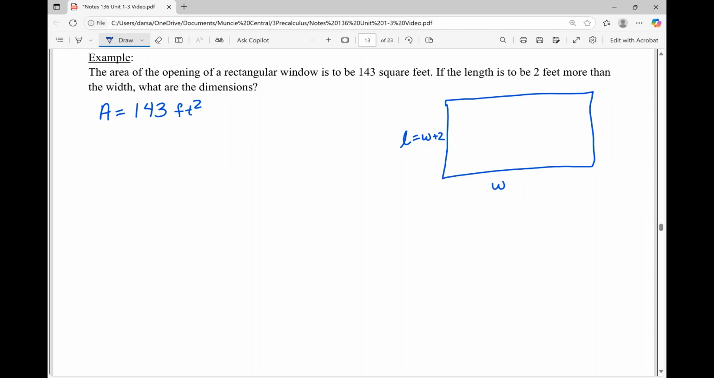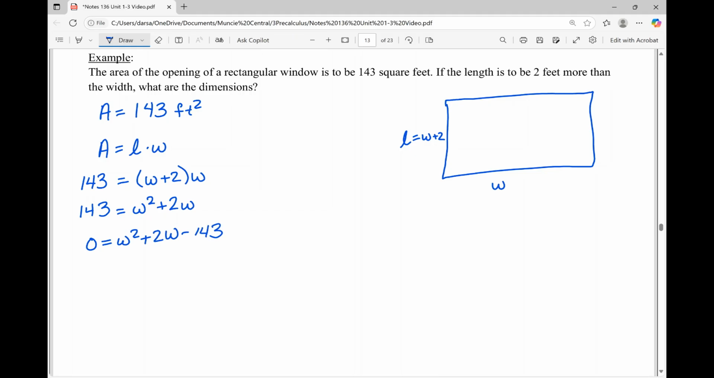Well, what do we know about the area of a rectangle? What is that formula? Well, area is equal to length times width, isn't it? Plugging in what we know, that means 143 is equal to the length, which we know is W plus 2, times the width, which is W. If we distribute the W, we get W squared plus 2W, and now we can see that quadratic equation coming out.